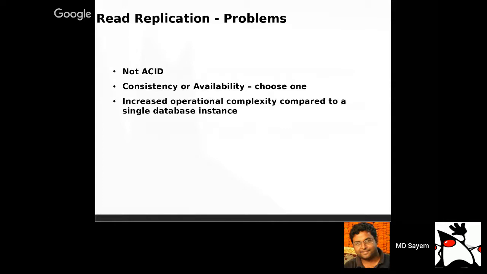Increased operational complexity compared to a single database instance. Now we will have to configure two database instances instead of one and make sure they run smoothly in production. So these are the issues we run into when we choose to go for replication, and this makes our life really difficult in real production.